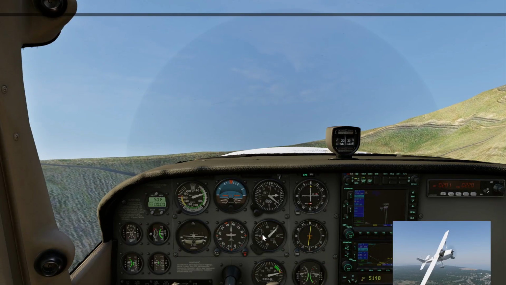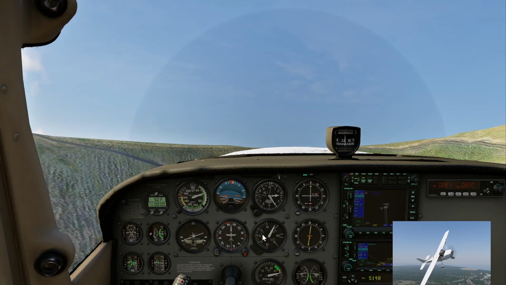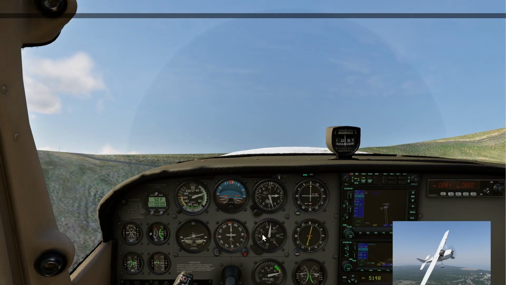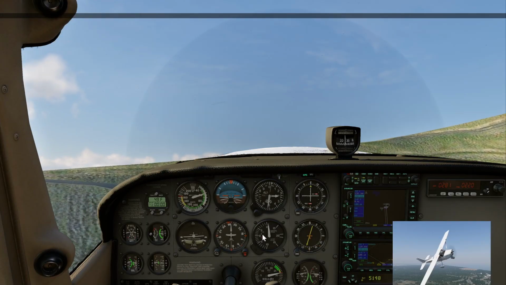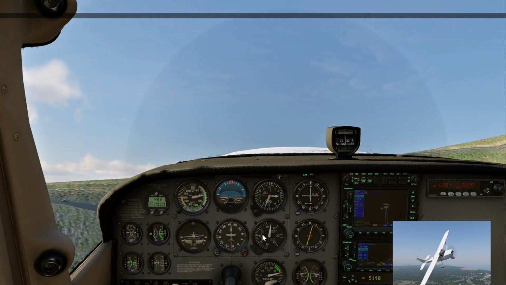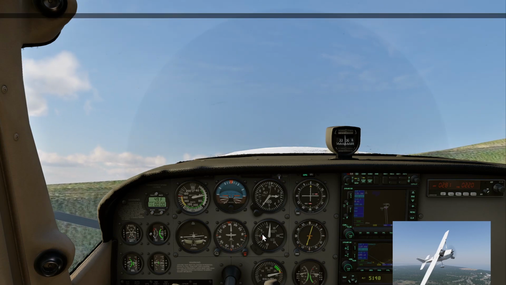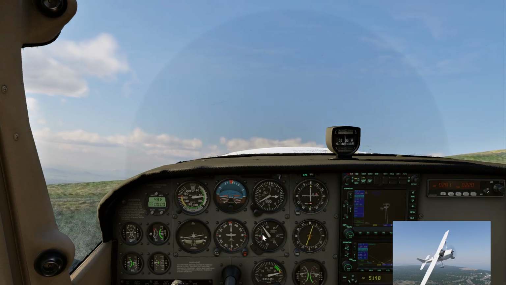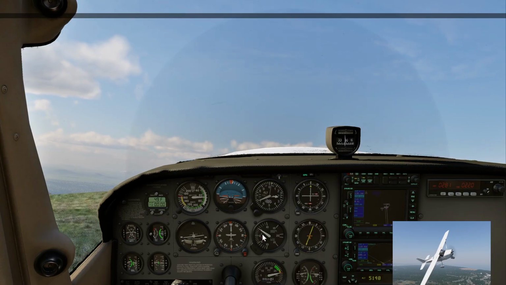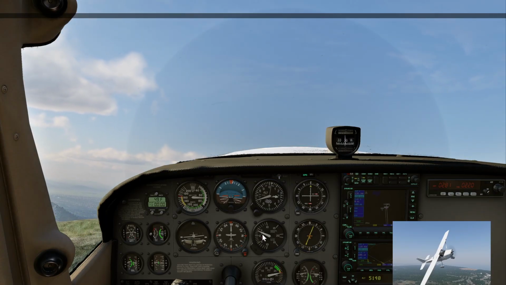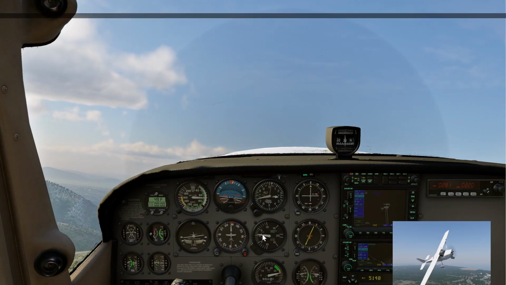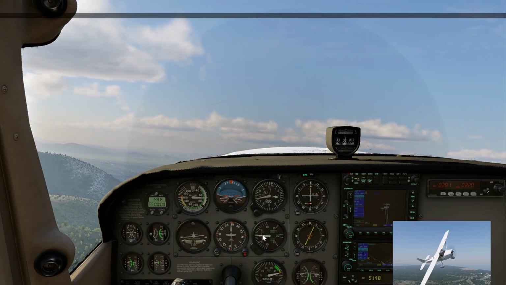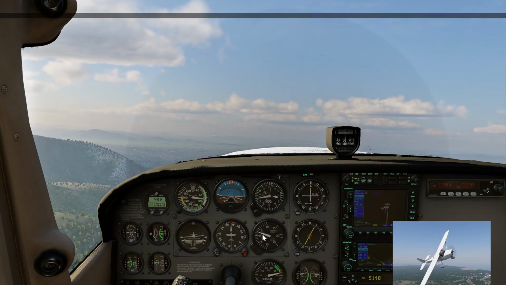I don't think I'd go this direction in real life. You can see how the winds are blowing us around. Okay, we're clearing the peaks. Not by much. Woo. Now we're clear.